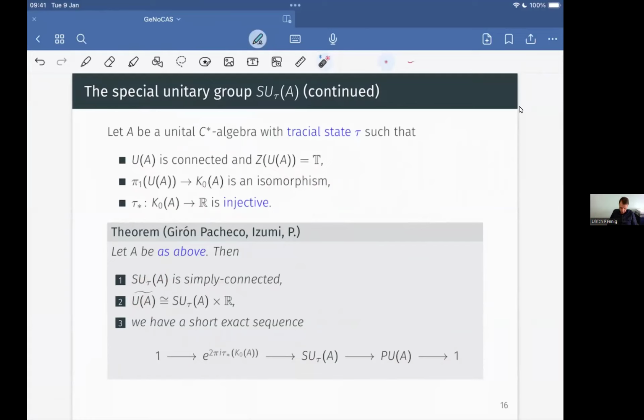And we have a short exact sequence like this, where you have the projective unitary group here, the special unitary group here, and the kernel is this group here. So it's e to the 2 pi i, and then you take the induced map by the trace on K0 and take the image. So since we now have this other short exact sequence of groups here, we can ask, does that fit into a sequence of crossed modules?